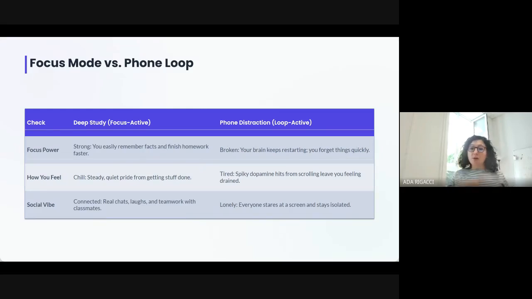There is the so-called dopamine effect. Every time we check the phone, we have a spark of dopamine, but then we have to restart everything all over. And a lot of times looking at the smartphone makes us feel isolated from the real world. So we have focus mode and phone loop.